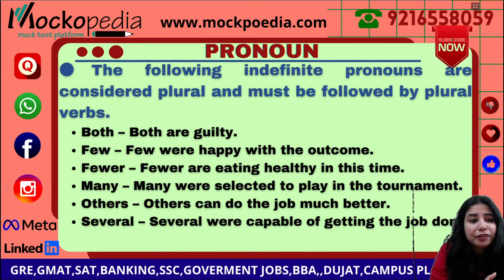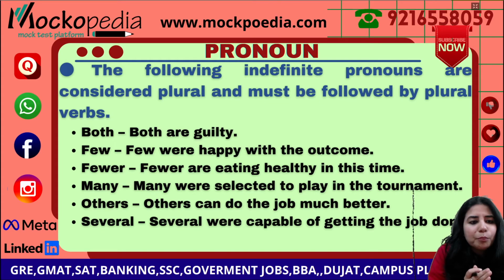So these are indefinite pronouns that are considered plural and must be followed by plural verbs. So this is important. Now you're taking a look at the first one, both. So this is something which is easy to digest. Again, an easy pill. Right? By just looking at both, you'll be able to identify that this is a plural thing. Both are guilty. Few were happy. So few means at least there's some number, right? Fewer are eating healthy in this time. Many were selected, others can do the job, several were capable of getting the jobs done.